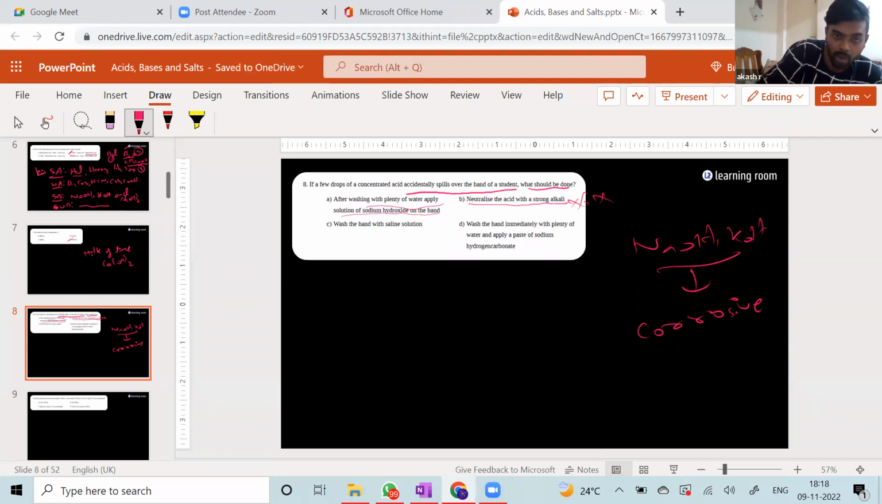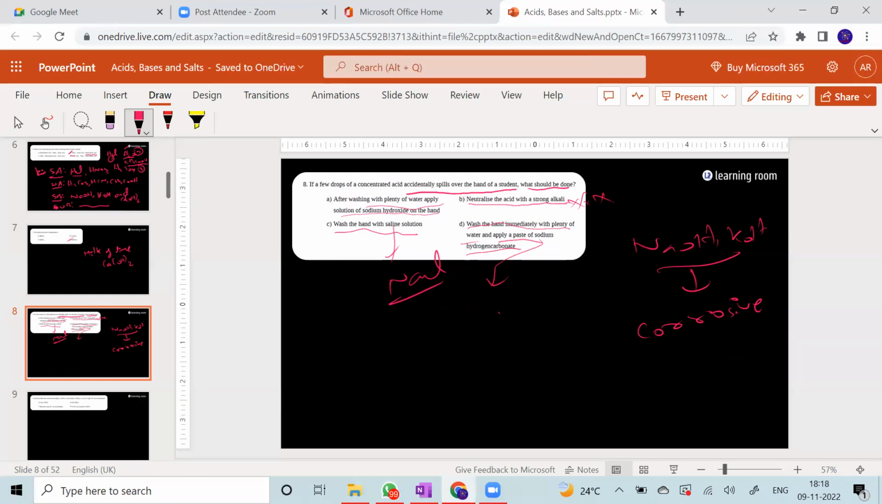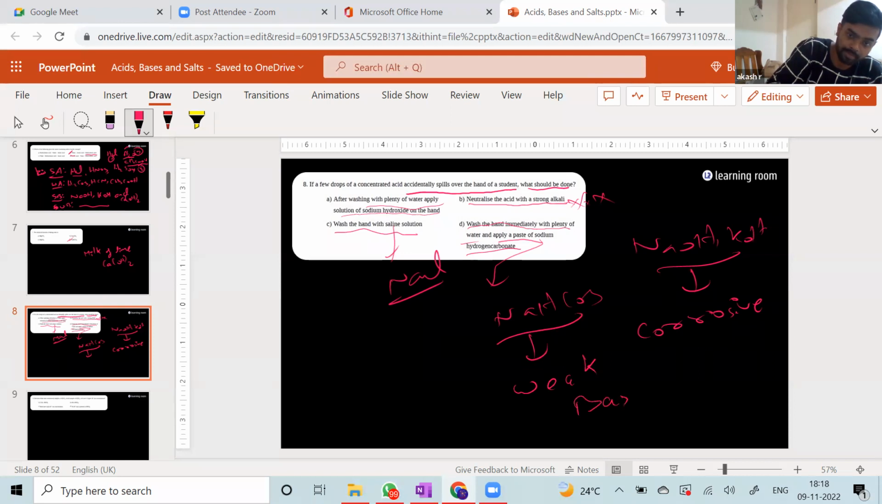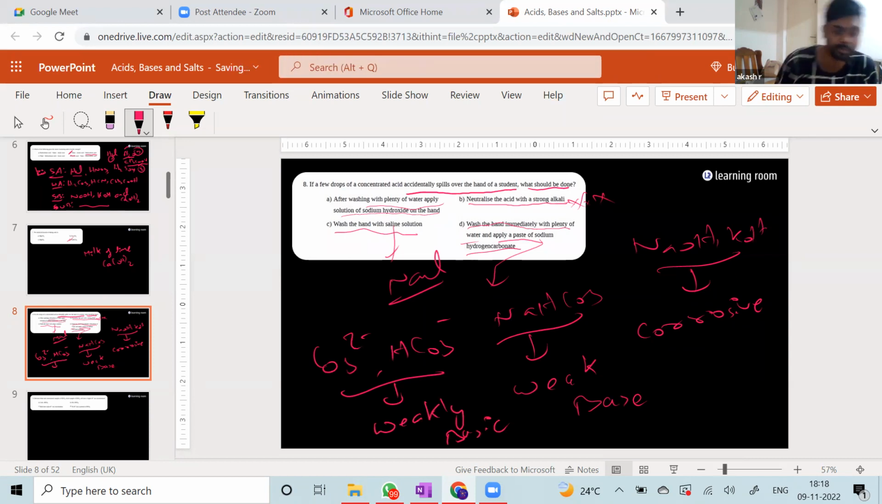Next, wash the hands with saline solution. Saline is NaCl. I don't think this is going to help us at all. Next, wash the hand immediately with plenty of water and apply a paste of sodium hydrogen carbonate. What is the formula? NaHCO3. Baking soda. Now, NaHCO3 is actually a very weak base. You might have known from your acids and bases chapter that CO3 2 minus, that is Na2CO3 or NaHCO3, and HCO3 minus ions are weakly basic. Those salts are going to be weakly basic in nature.